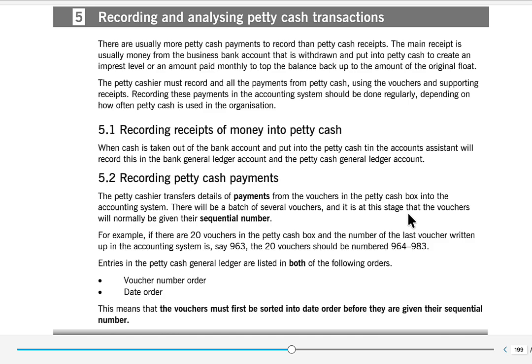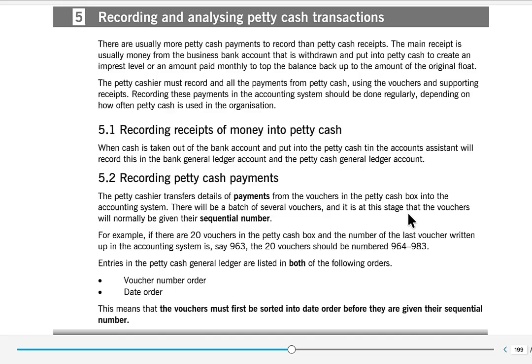You can imagine this example. If petty cash paid for stationery, then stationery expense increases. So we debit stationery and we credit petty cash because petty cash is going down. If petty cash paid for travel, then travel expense increases. So we debit travel and we credit petty cash again. So petty cash is always the account that decreases when we make a petty cash payment.